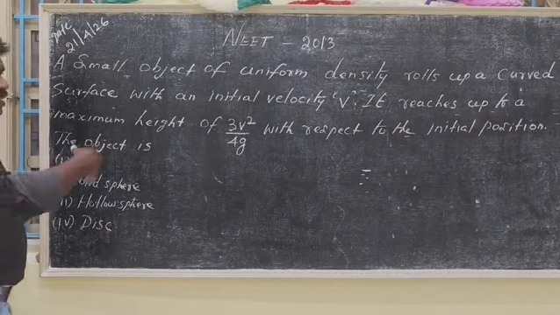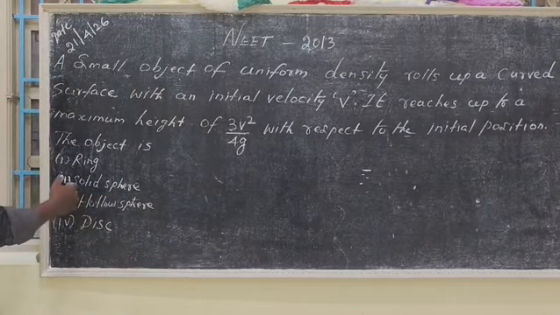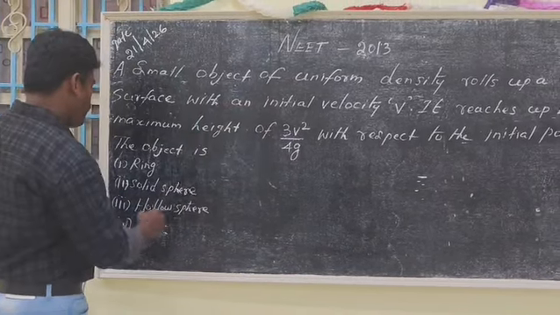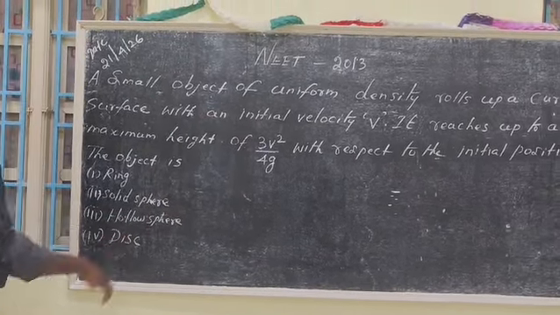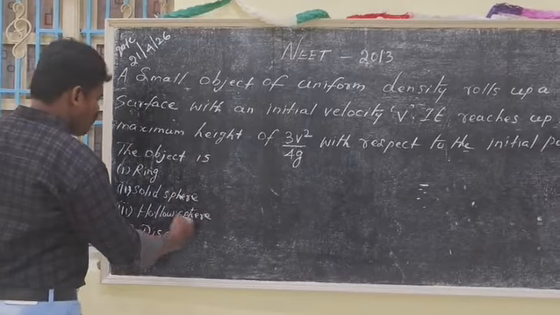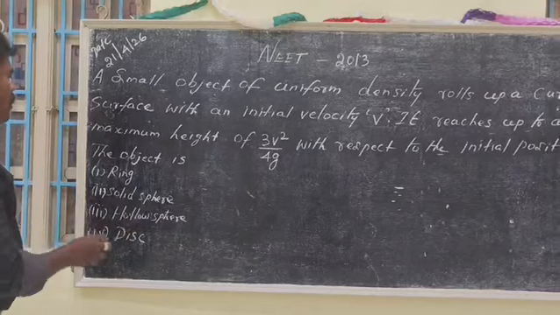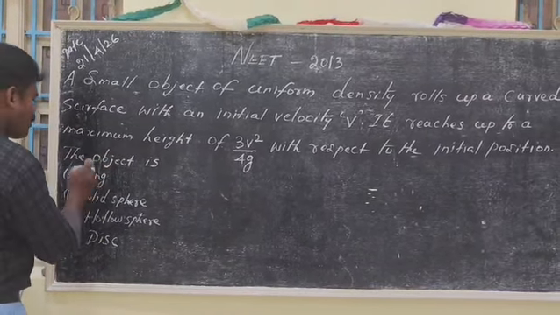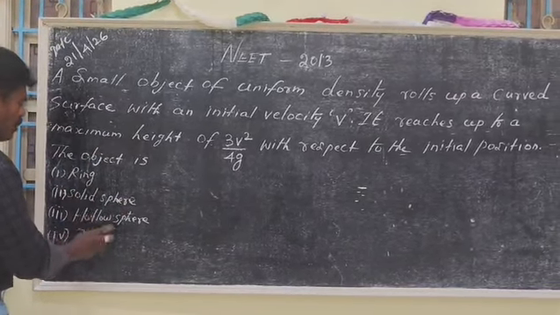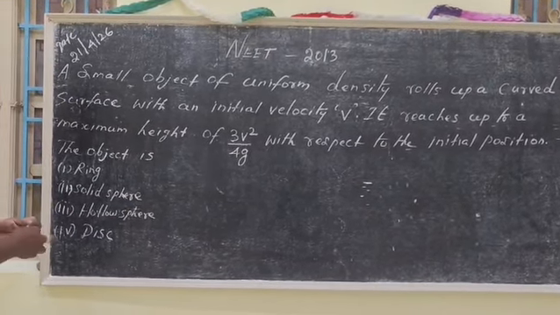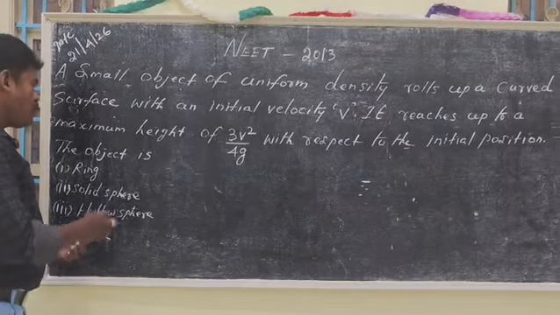A ring can easily roll. The solid sphere can also roll easily, the hollow sphere simply rolls, and the disc also. We know that these are rolling objects. So we need to find out whether the object is a ring, solid sphere, hollow sphere or disc. How to find out? We already know the formula, and we will note one important formula.